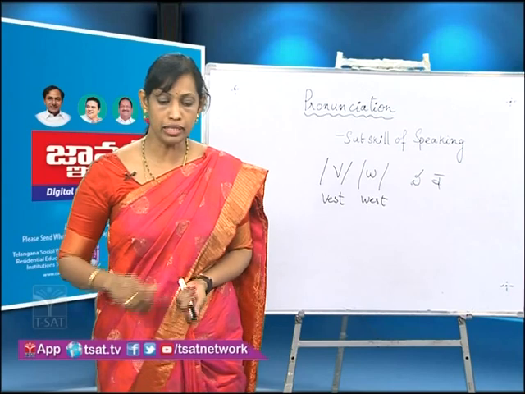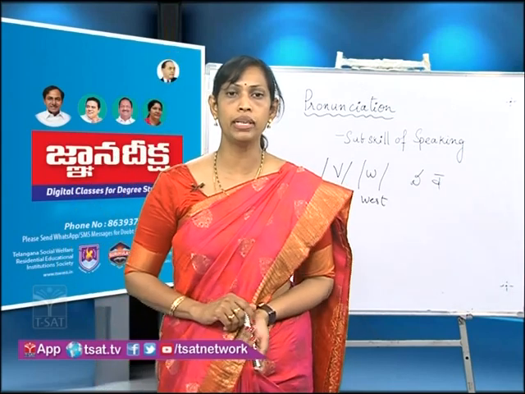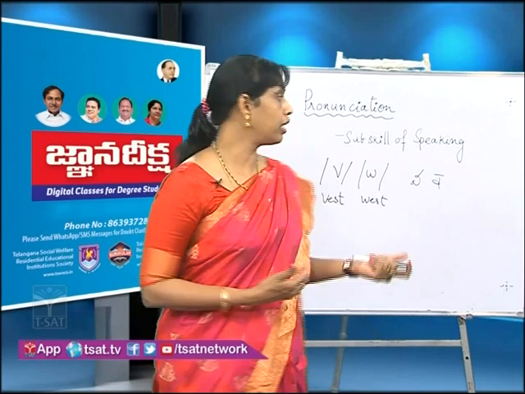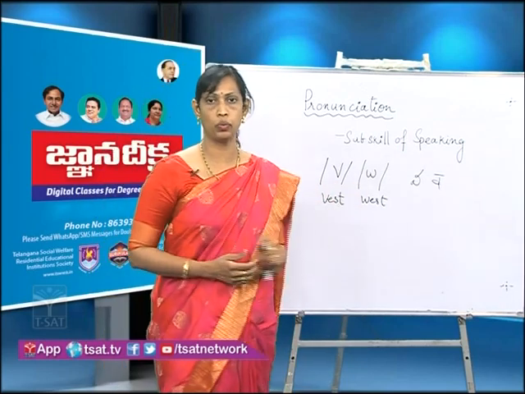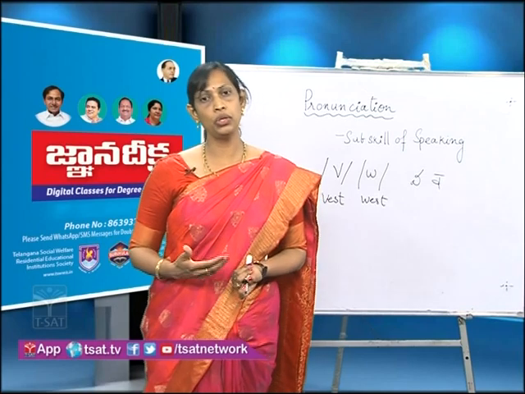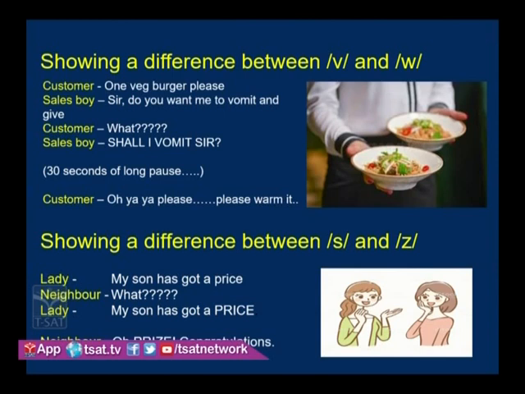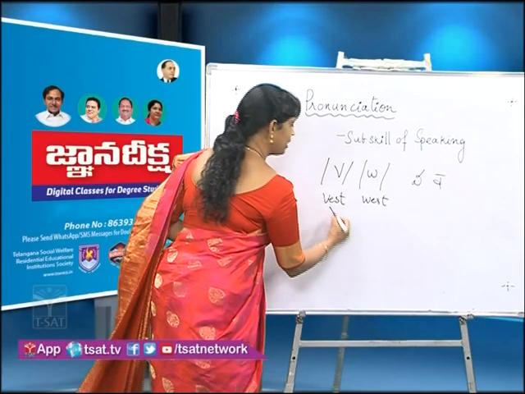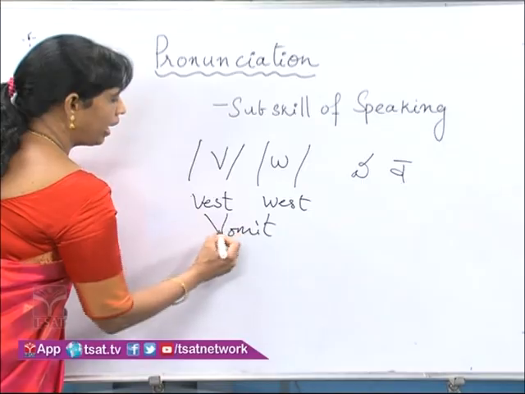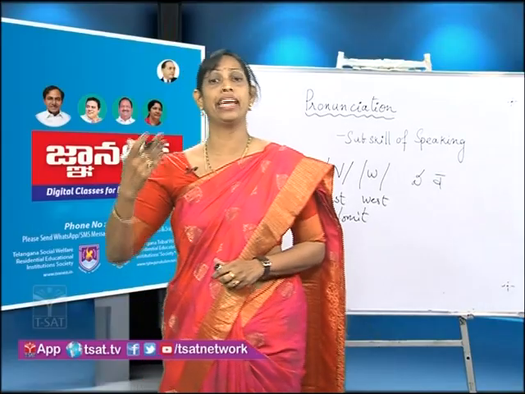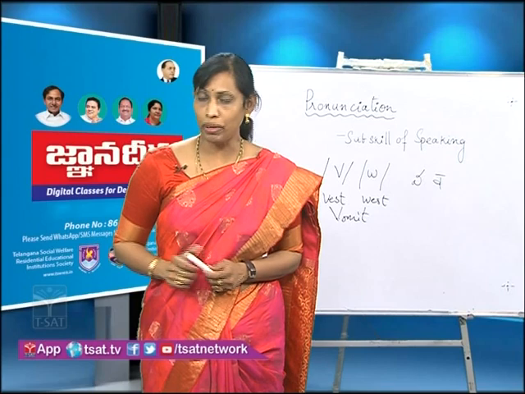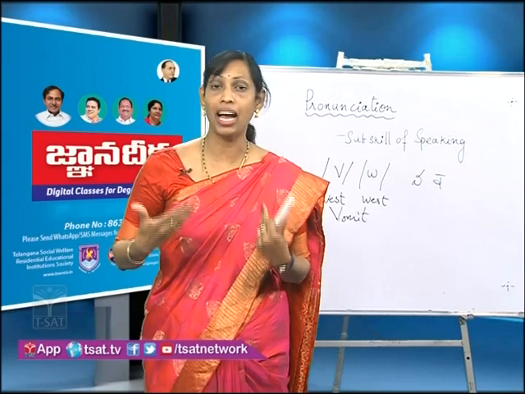And let us see, students, a situation where a person doesn't articulate and show a difference between v and w sounds, what happens? There's a person who goes to a restaurant and he orders a veg burger, and the other person, a sales boy, asks him whether to warm it and give. He articulates this v and says vomit. And the other person doesn't understand, then he realizes and says, oh please vomit and give, W-A-R-M.